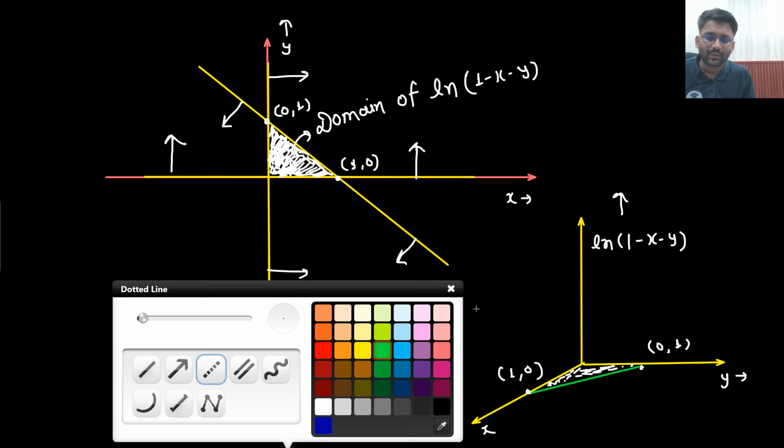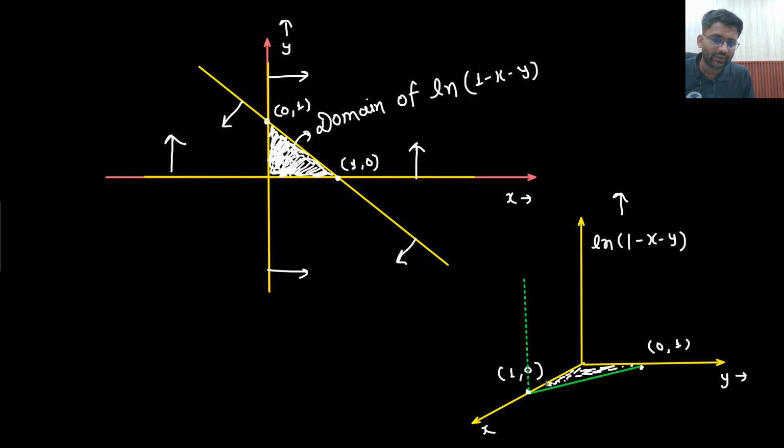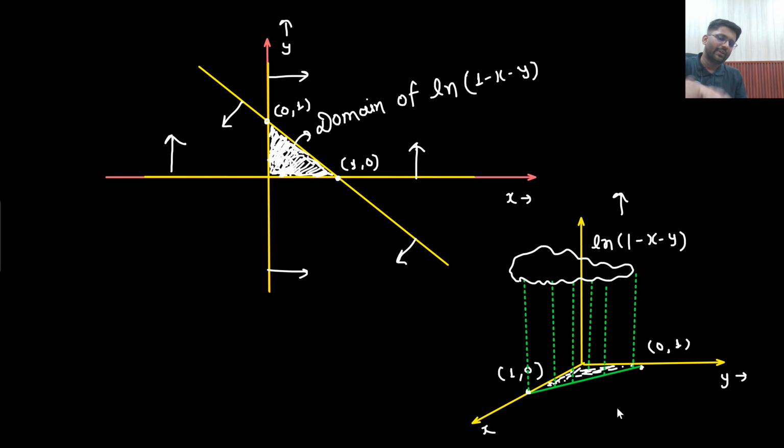Only in these regions will some graph be drawn. What kind of structure you will get, what kind of points you will have, I don't know. The structure of the graph could be anything, but only in this much region the graph will be drawn. Is that clear? So this is the meaning of domain.